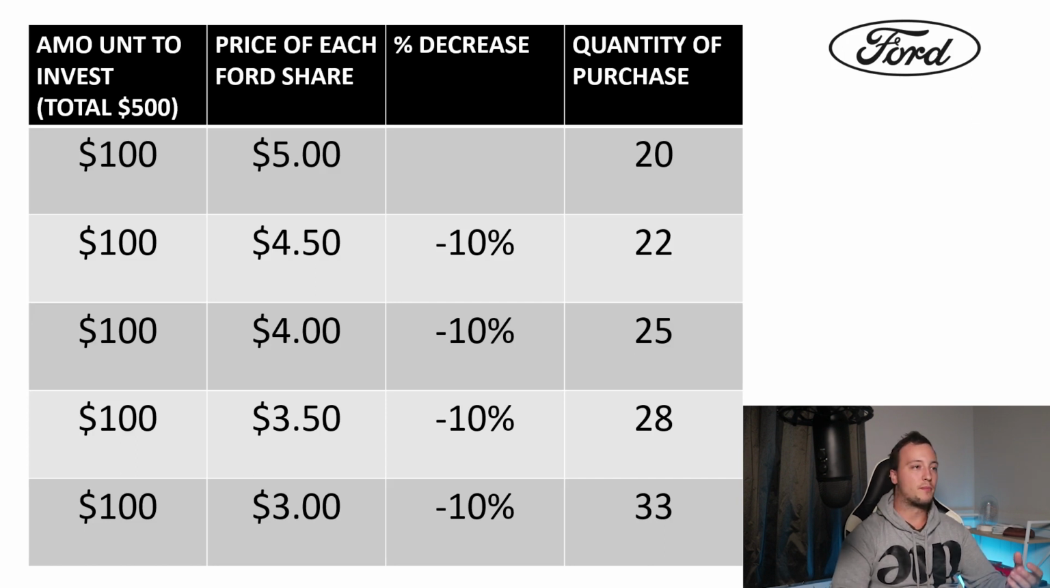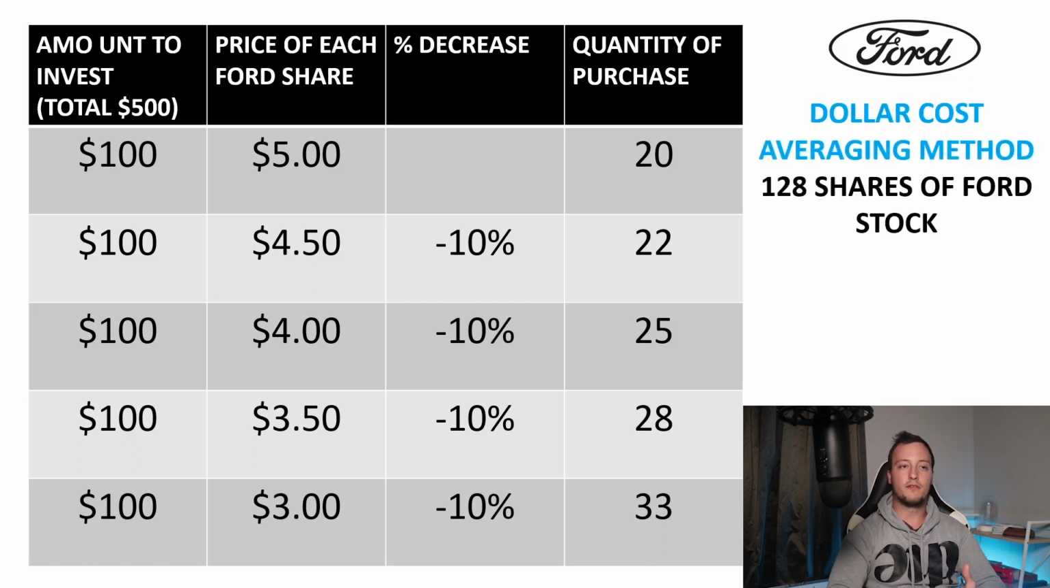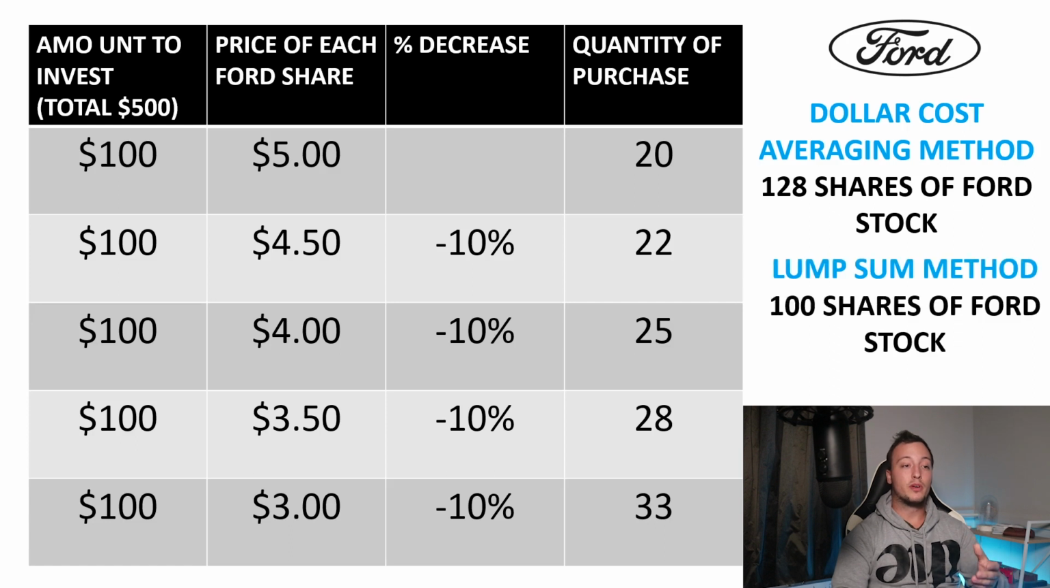So how does this work out? If we have a look here at the dollar cost averaging method, if we add all these numbers up on the right hand side, we can see that we have actually ended up with 128 shares of Ford stock over that 5-week period. Compared to the lump sum method, as I said earlier, we would have only purchased 100 shares at $5 a share when we wanted to put it all in at once. So this is why I believe the dollar cost averaging method is the best method that you could be using in the market right now, especially how volatile it has been.